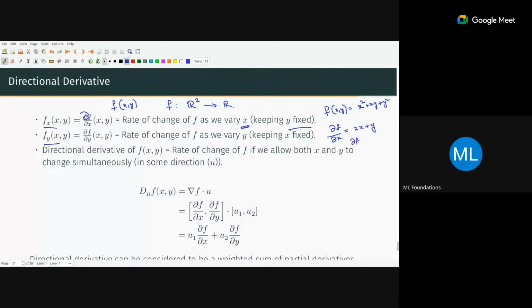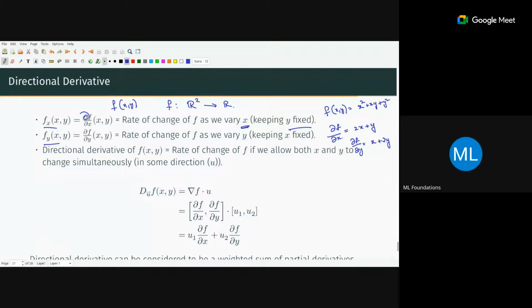Similarly, if I want to compute dou f by dou y, when I am computing the partial derivative with respect to y, I keep x constant. So now x acts as a constant. The derivative of a constant is 0. Next it will be constant multiplied by y, so the constant x remains, and the derivative of y square is 2y. So these are the partial derivatives. And as you have heard, we are only seeing the rate of change of f as we vary only one variable.